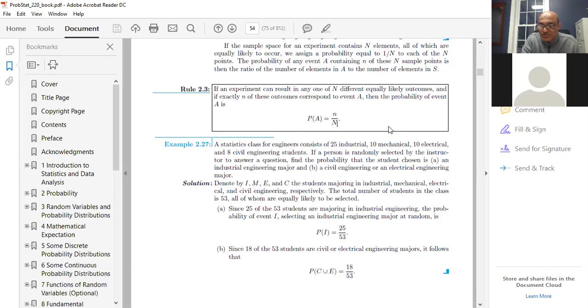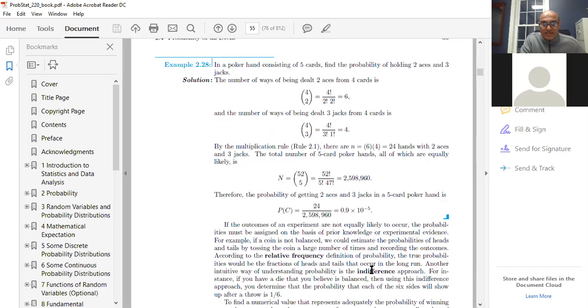And they are mutually exclusive. So 18 divided by 53. That's how you can use rule 2.3: out of n sample points, the experiment can result in any one of n different, equally likely outcomes. Look at this, different, equally likely outcomes. Once the student is from electrical, that means he is not a civil major. He's just an electrical major. So different students, and that's why we just added 10 plus 8, that is 18 divided by 53. So that's how you can figure it out.